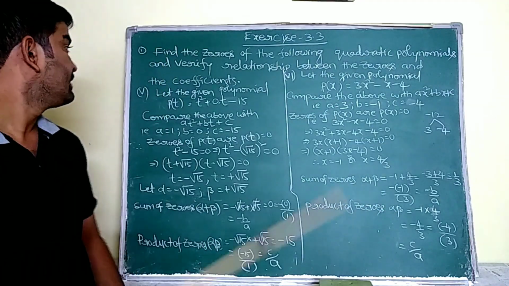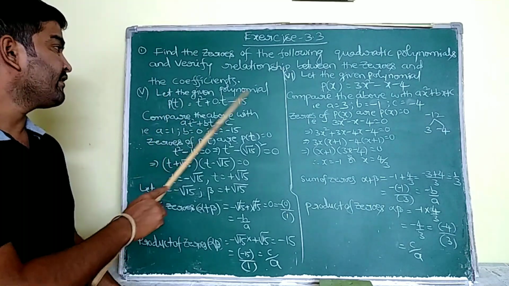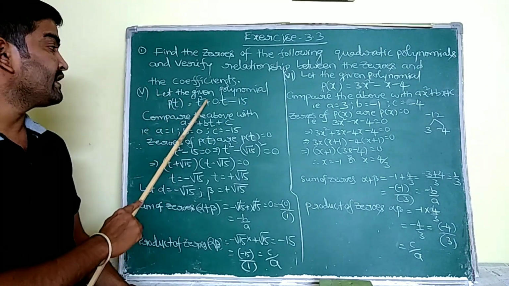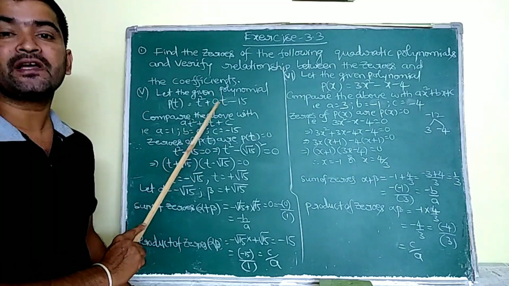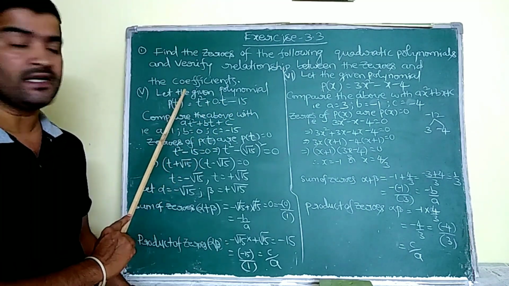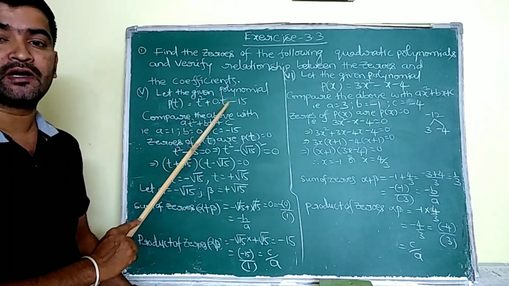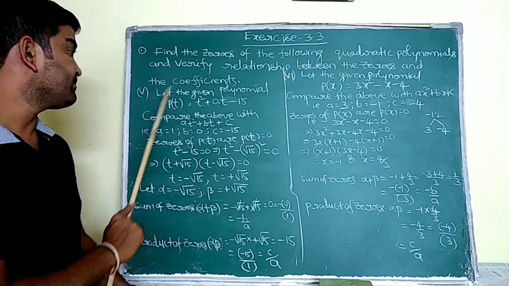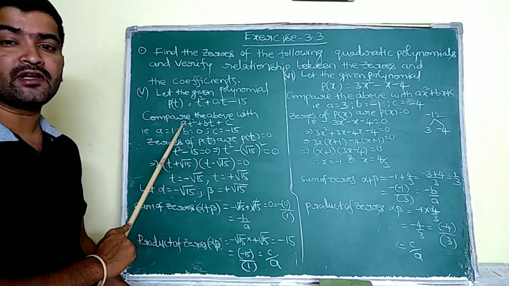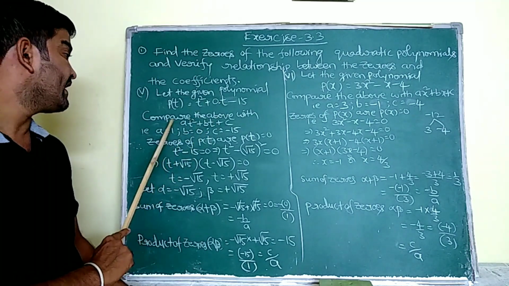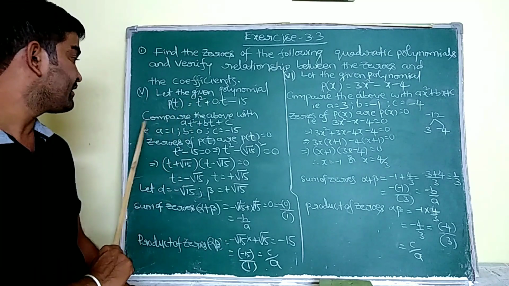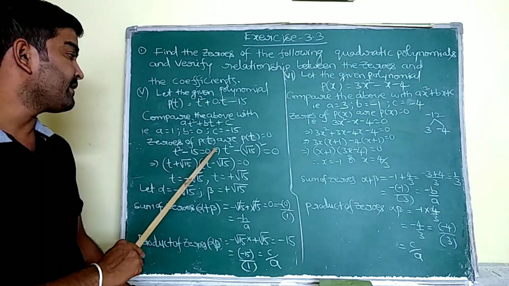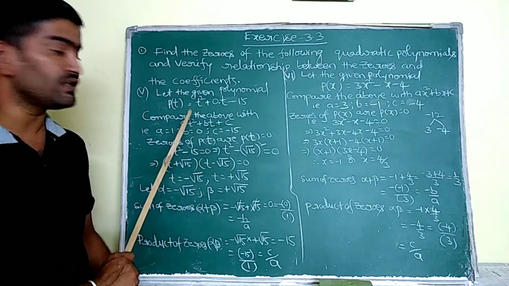Okay? See fifth question. Let the given polynomial p of t be equal to t square plus 0 into t minus 15. Why? Because the given polynomial is in terms of t, I have to assume it as p of t. So again I have to compare this polynomial with at square plus bt plus c. By that a is equal to 1, b is equal to 0 and c is equal to minus 15. Therefore the zeros of p of t are p of t is equal to 0.